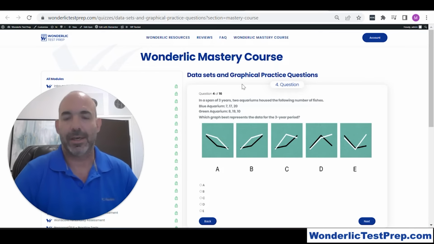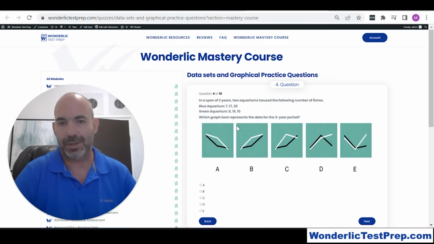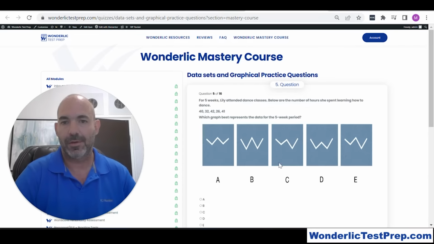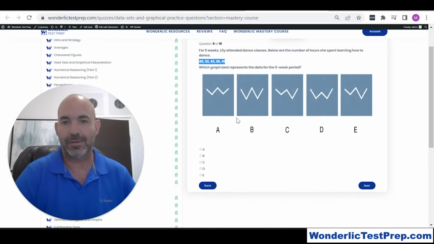Data sets and graphical interpretation questions. So first of all, you have two types of these questions. The first type is you have two data sets with three figures each, and you have questions with one data set with 5 figures.